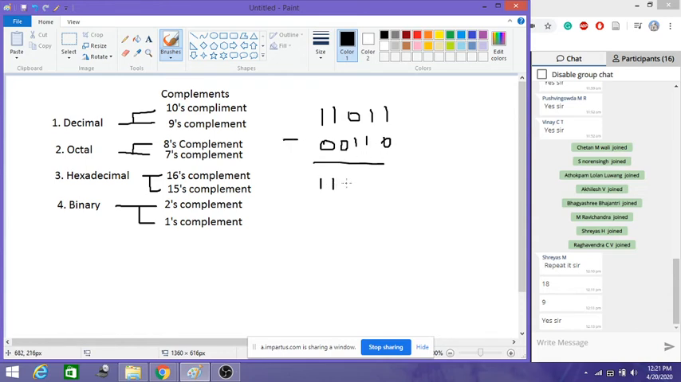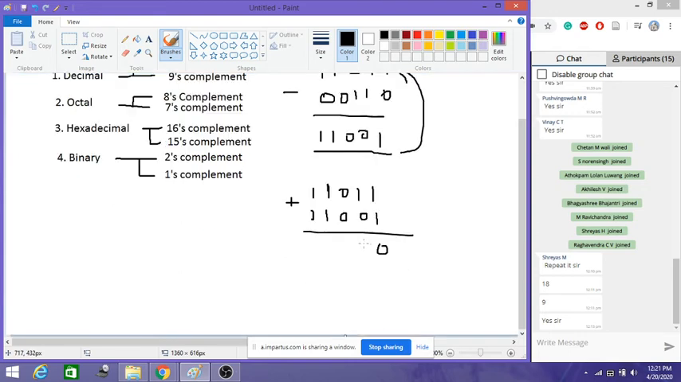Now if you want to subtract this, the second number, the subtrahend, we have to first convert it to 1's complement. So it is 1 1 0 0 1, and now we have to add this complement number with the minuend number. That is 1 1 0 1 1 plus 0 0 1. So what do we get here? We get 0, and this is also 0 because here we'll get a carry. So it is 0, carry 1. And here we will get 1 and carry 1.